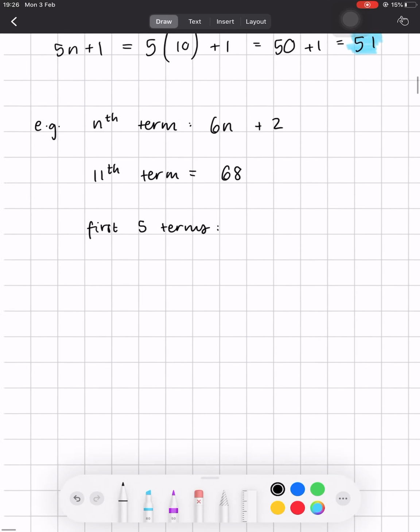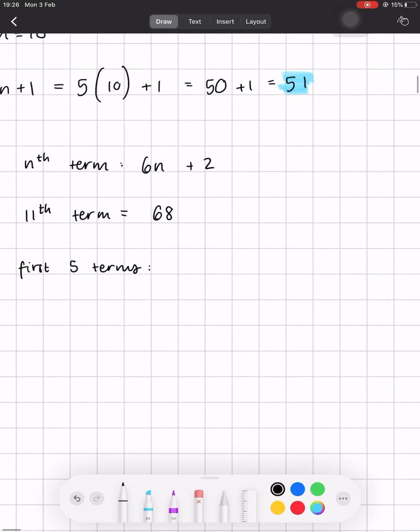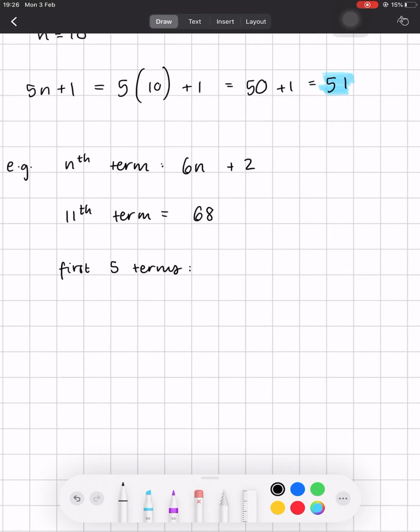You don't have to start with 0, you usually start with 1. So if you put n equals 1, 6 times 1 gives you 6, add 2 gives you 8. Then 6 times 2 gives you 12, add 2 gives you 14. And then you keep doing that, so you get 20, 26, and then finally 32. So these are your first 5 terms.